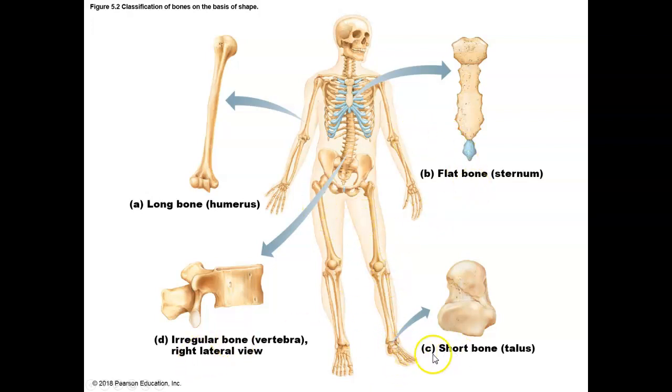Short bones down here are carpals. Our tarsals and our carpals are short bones. The patella are short bones. They're a special type of short bone, but they are short bones.